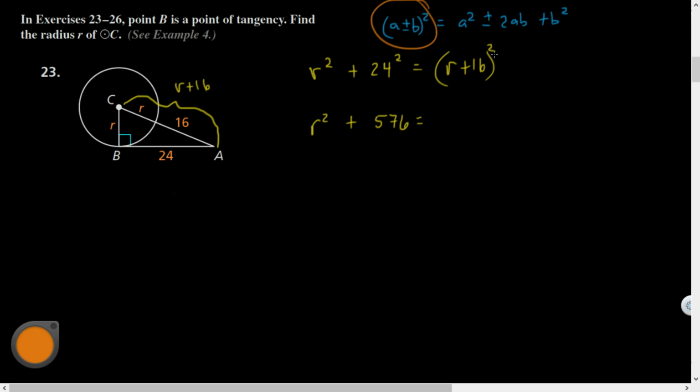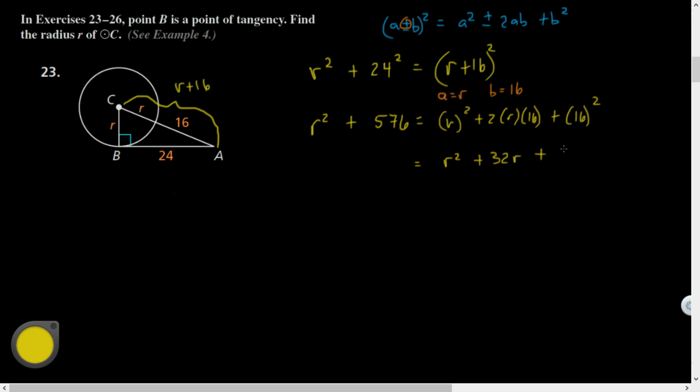And watch this. I'll take some time. So according to this pattern here, I'm going to use the plus version of the pattern. a is equal to r and b is equal to 16. So I'll have a squared plus 2ab plus b squared. So that's going to be r squared plus 2 times r times 16, my apologies, plus 16 squared, like so. So that's going to equal r squared plus 32r plus 256. And that's equal over here to r squared plus 576.